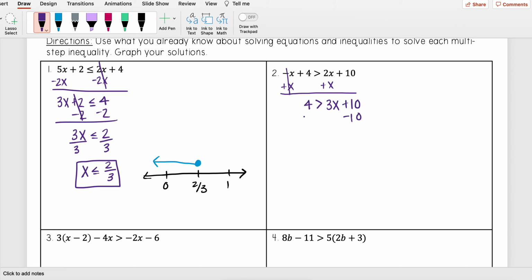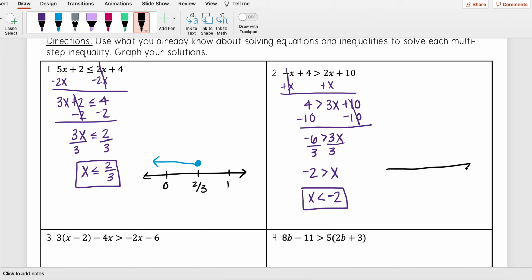Subtract 10 from both sides. I get negative 6 is greater than 3x. And I'm going to divide both sides by 3. And so I get that negative 2 is greater than x. But then I do like my variable to go ahead and be on the left-hand side. So I'm going to move my x to the left, my negative 2 to the right, and then I need to flip my inequality. And so I get that x is less than negative 2.